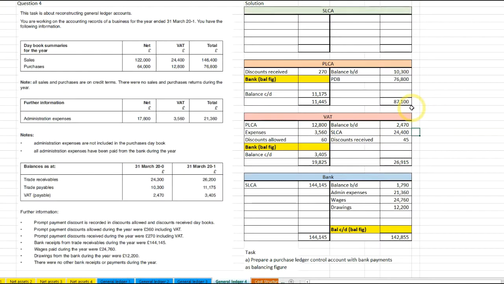Using the same method as before, I'm looking for my balancing figure, so I'm just going to deduct the smaller figure from the larger figure to find that balancing figure. Let's copy that down to here. There we go. And I will repeat that for the VAT account. There's my balancing figure again, and I'm going to copy that down to here. Perfect. So I have all the information now that I need to complete my bank account.